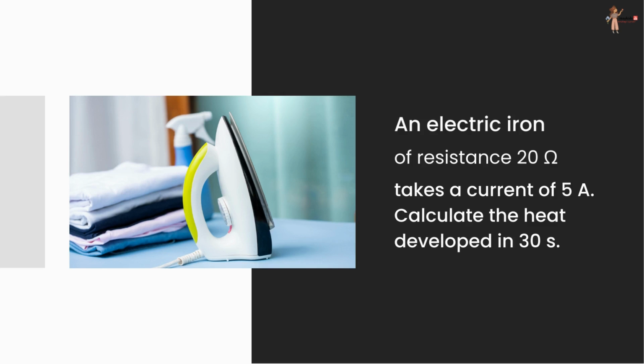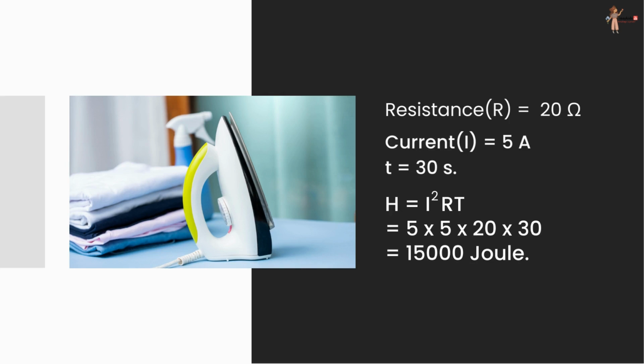Next, an electric iron of resistance 20 ohms takes a current of 5 amperes. Calculate the heat developed in 30 seconds. As per Joule's law of heating, H is equal to I square RT. Substituting the values, we get H is equal to 5 into 5 into 20 into 30, that is 15,000 joules.